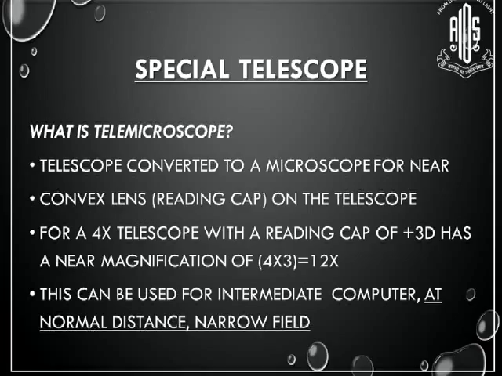The small spatial telescope is a telemicroscope. A telescope converted to a microscope for near vision. A convex lens reading cap is fitted on the telescope side.